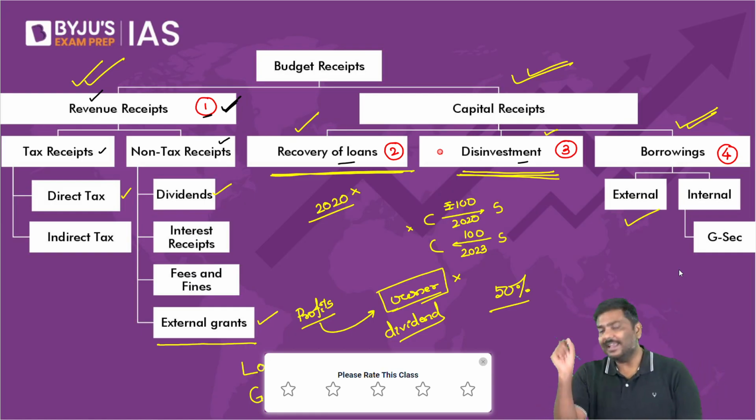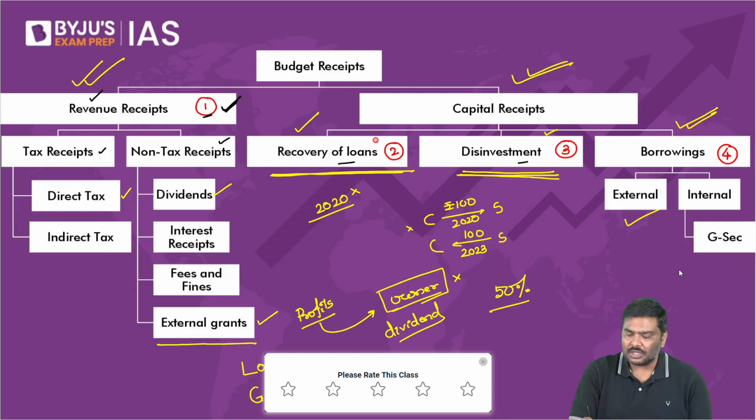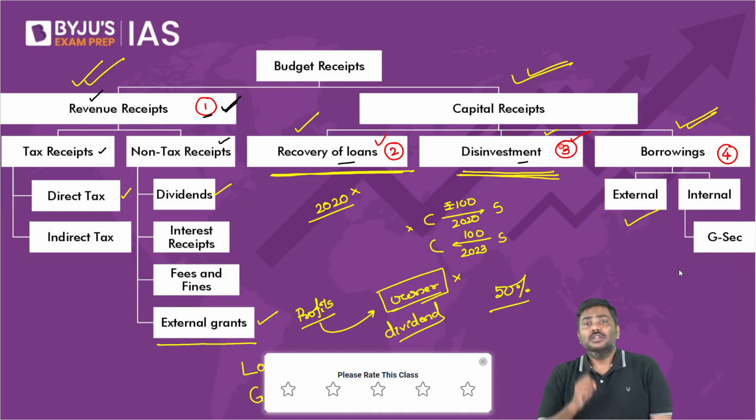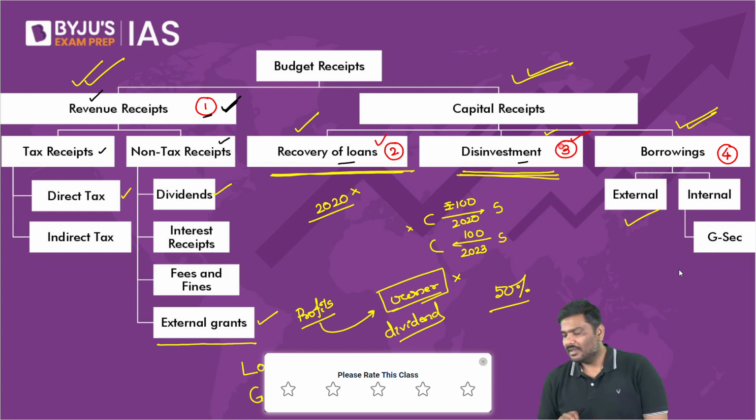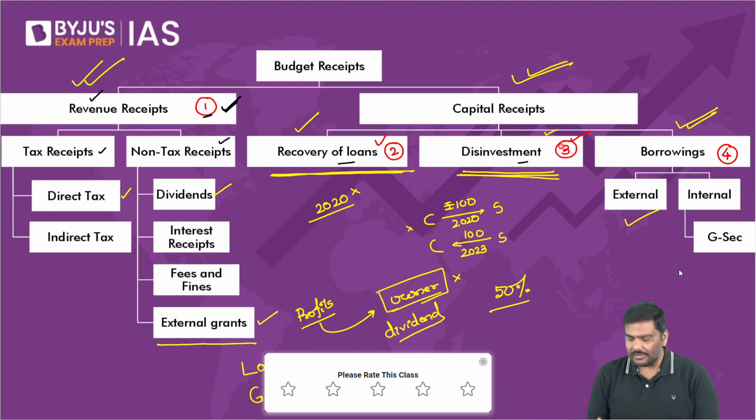Non-debt creating capital receipts. Can I say number 2 and number 3? Anybody has a problem? Non-debt creating capital receipts are number 2 and number 3. And on the other side, non-debt creating revenue receipts. Can I say number 1? Anybody has difficulty now? Can we go forward?